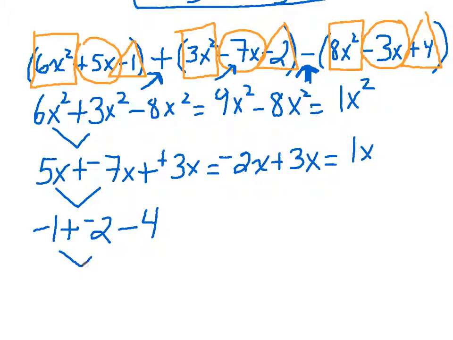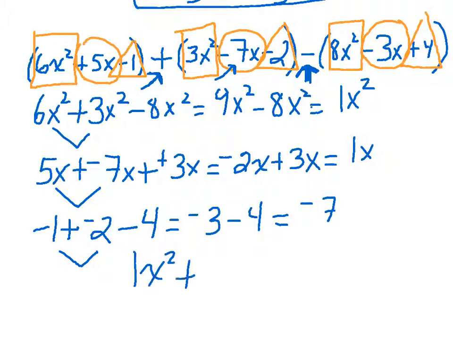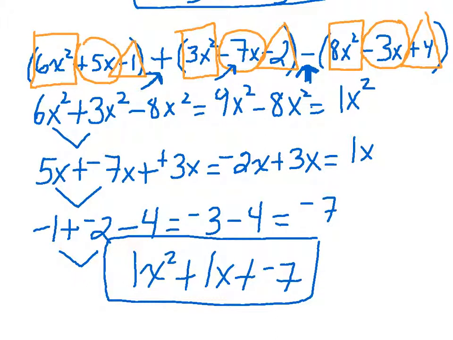No. So what is negative 1 plus negative 2? That's going to be negative 3. And then negative 3 minus 4 gives us negative 7. Plug it all together. We have 1x squared plus 1x plus negative 7, or you could have put minus 7 if you wanted, and that would have been absolutely fine.